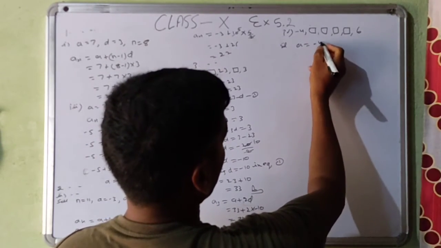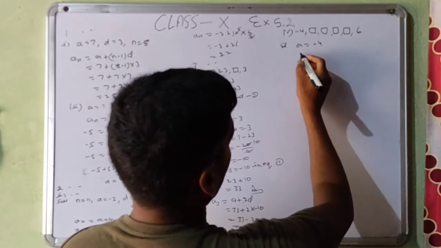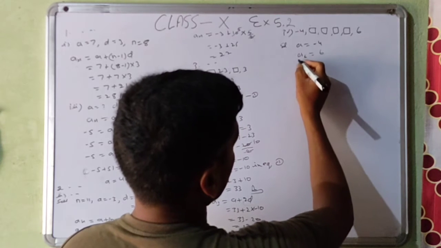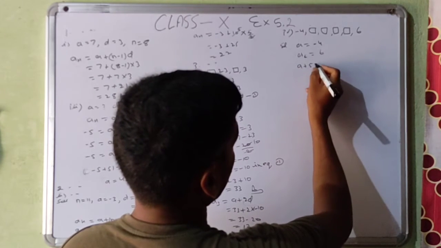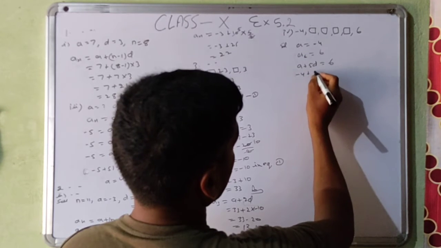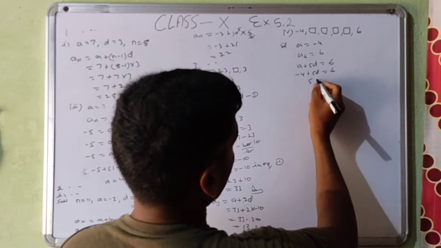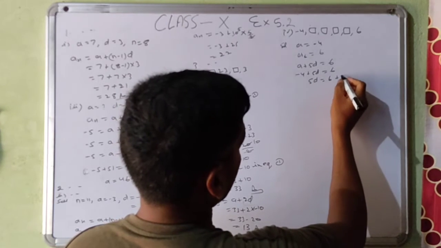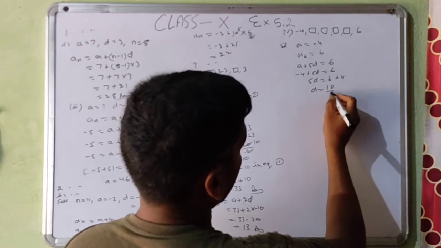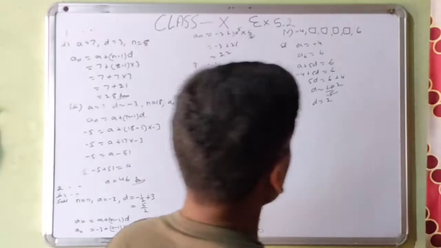A is equal to minus 4 is given. 1, 2, 3, 4, 5, 6, and then A6 is equal to 6, that's given. A6 means we can write A plus 5D is equal to 6. A value we have already, minus 4 plus 5D is equal to 6. So 5D is equal to 6 plus 4. This will go that side. So D is equal to 10 upon 5. 5 2s are 10. So D is equal to 2.